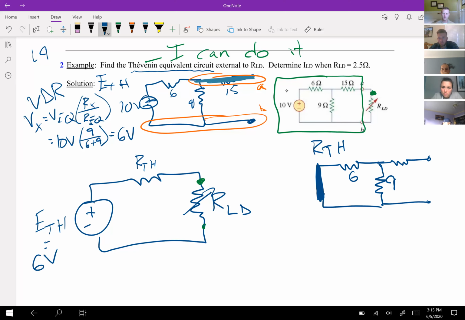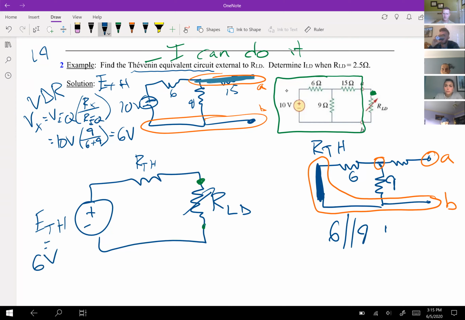is a wire. So if I'm labeling nodes now, I'm looking for R total from node A to node B. And there's one more node right there. So what I see is that 6 is paralleled with 9, and that gets added to the 15 right here. And that is my R Thevenin. All of those together make 18.6 ohms. So R Thevenin is 18.6 ohms.